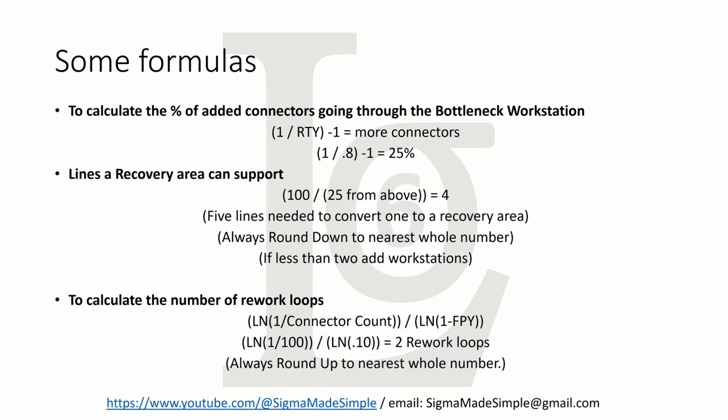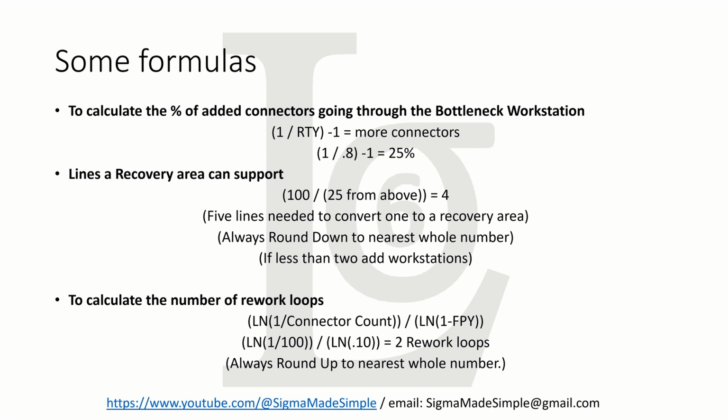For the number of lines a recovery area can support, basically you just take 100 divided by whatever the result was from up above, that's 25. So that's 4. So that means that 5 lines are needed to convert 1 to a recovery area. You can support 4 lines with 1. But you always round down to the nearest whole number. So if you had 4.5, just say 4. Even if you had 4.8, say 4, round down. If you have less than 2 as a result here, then you might want to add workstations. You might consider adding workstations anyway, even if you can support with 1 line.